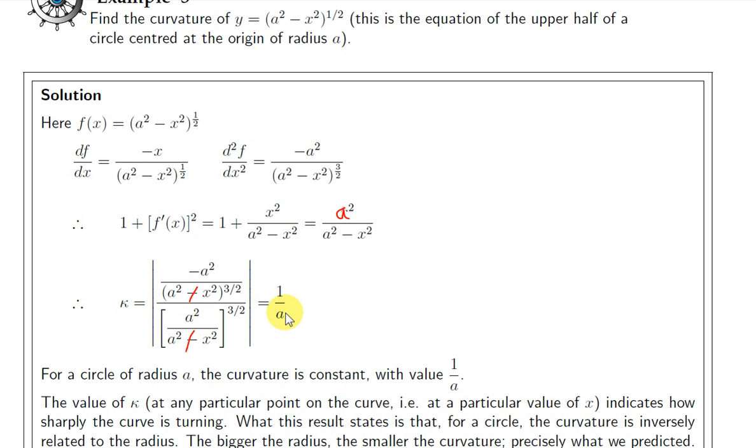Now a is the radius of the circle. It's a constant. So we can see that the curvature is constant. So x disappeared out of this. So the curvature doesn't depend on x. The curvature is the same everywhere, as we saw in the previous video. And its value is 1 over the radius. So if we double the radius of the circle, we halve the curvature. So the bigger the radius, the smaller the curvature, and vice versa. That's something that we saw in the previous video.